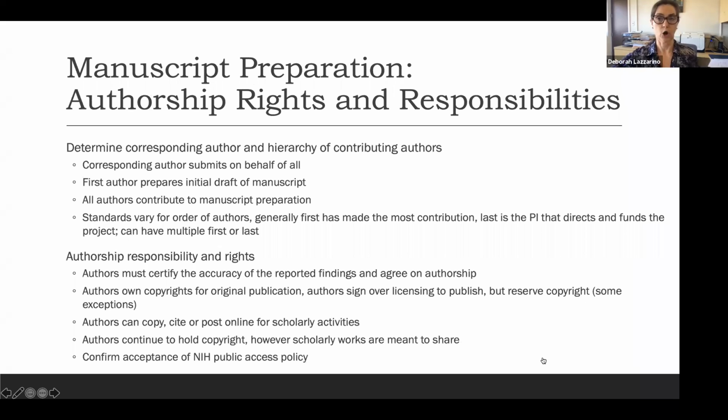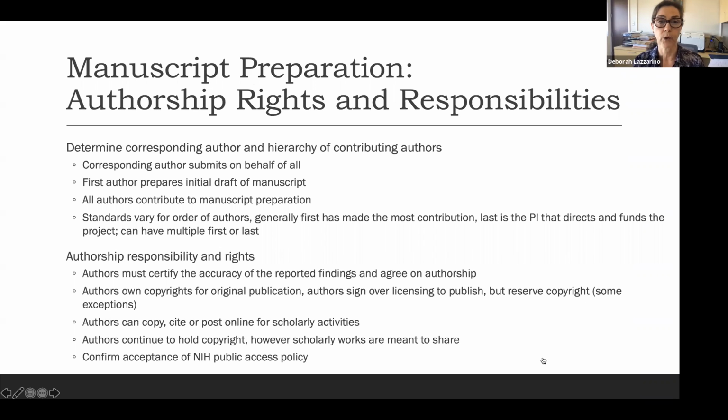So manuscript preparation, authors' rights and responsibilities. From the very start of a project, you're going to talk to the principal investigator or your colleagues that are contributing towards the project on what the role of each person on the project is going to be, and having that conversation all the way through.